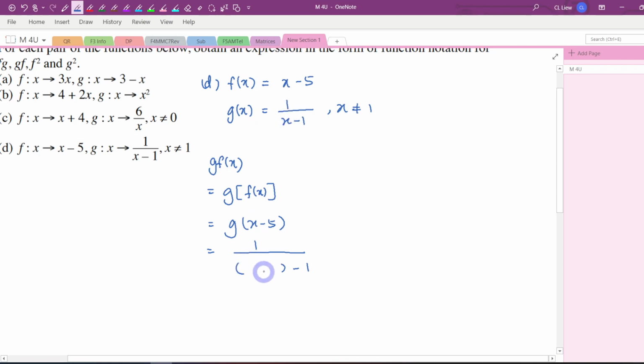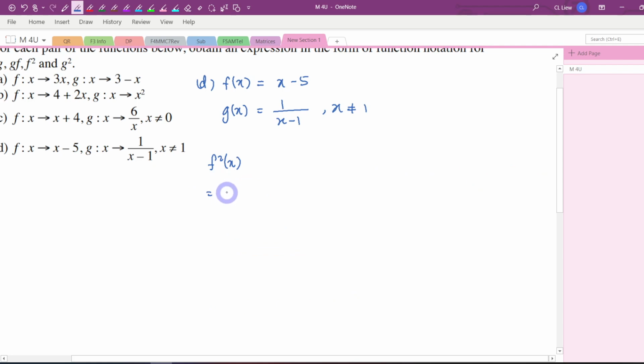So this is what I'm going to write here. Just look at what is inside the parentheses here. x minus 5, right? So therefore, I need to write x minus 5 here. So you don't have to put the parentheses, it's actually okay. 1 over x minus 6. And x cannot be equal to 6 because when x is equal to 6, the denominator will become 0 and this function will become undefined. So this composite function maps x to 1 over x minus 6, and x is not equal to 6.